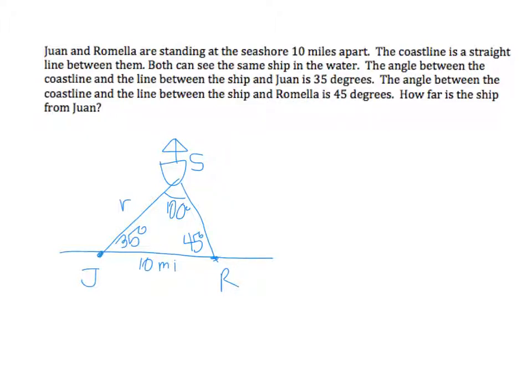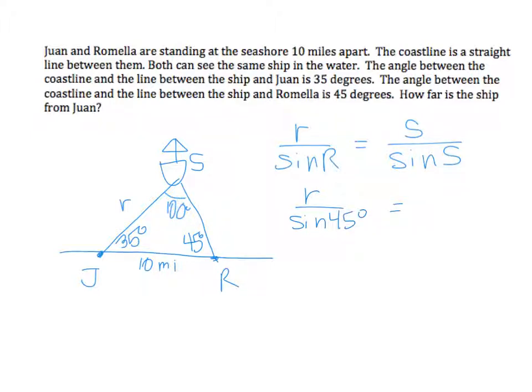So we're trying to find R. I'm going to start with R over sine R. And then because we know side S, I'll go S over sine S. Remember, this one is what you're trying to find. This one is what you already know in terms of side lengths. Then we'll just fill in the rest of the information and solve. So it's going to be R over sine 45 equals 10 over sine 100.